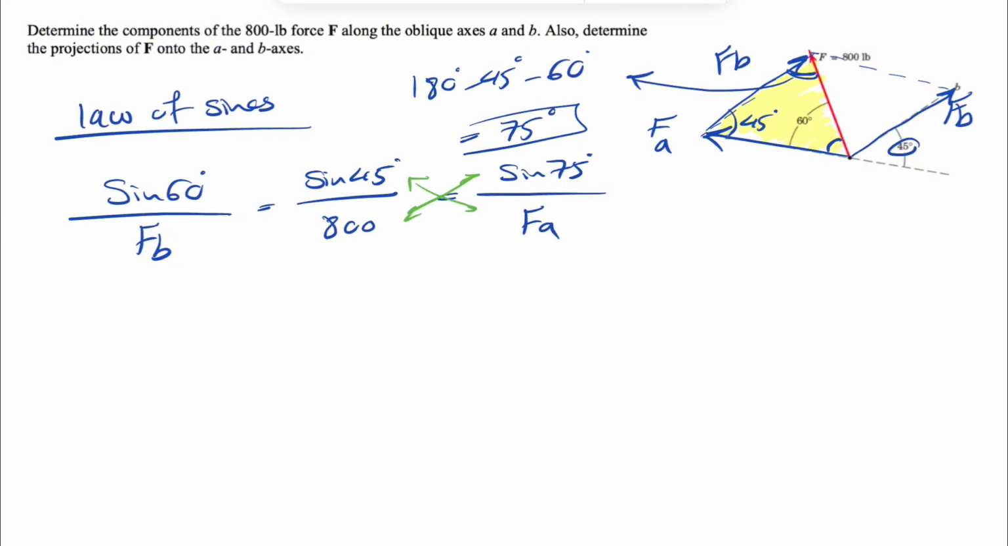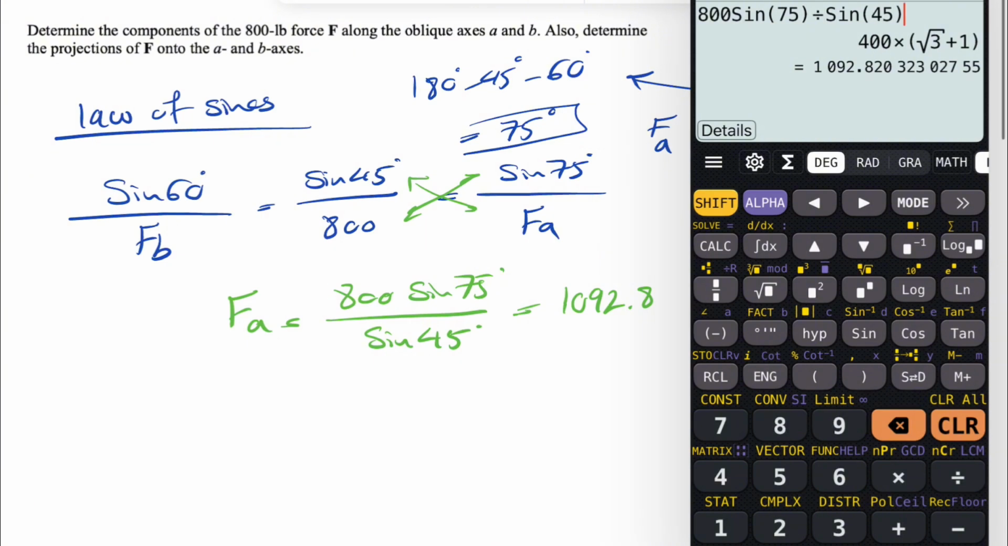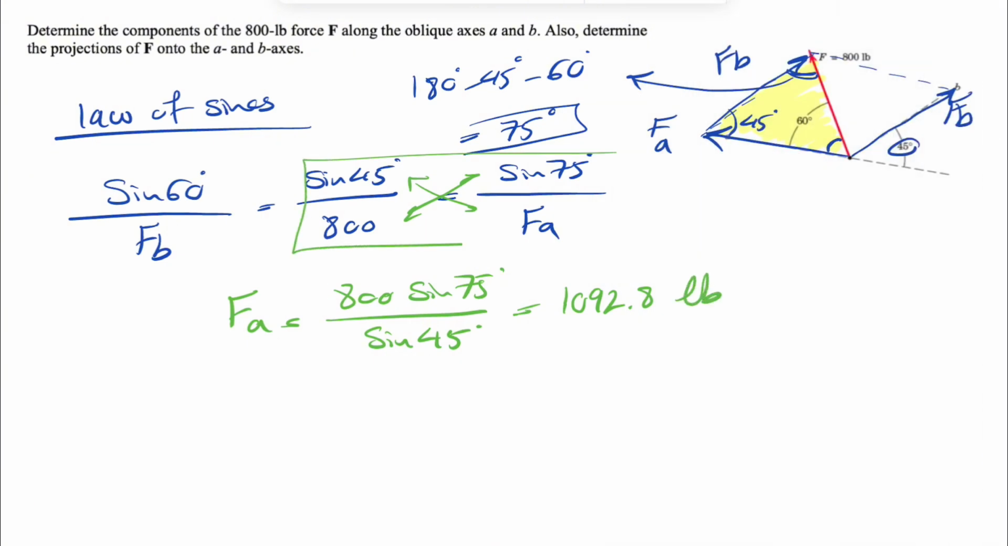Let's start with the FA. So if we just cross multiply these two, our FA would be 800 sine of 75 degrees divided by sine of 45 degrees. Let's calculate this. 800 sine of 75 divided by sine of 45. That's going to be 1092.8 pounds.